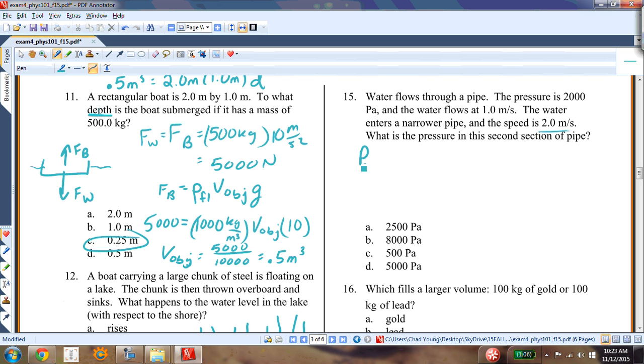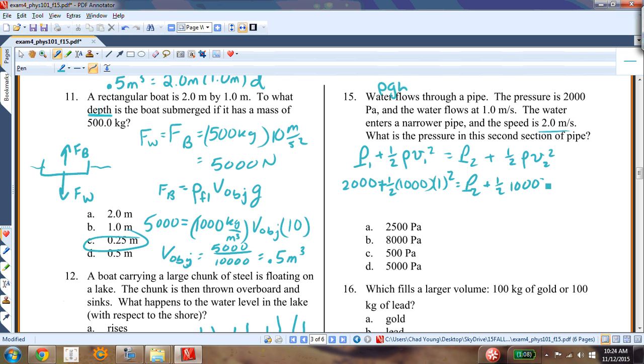Okay, so this is Bernoulli's principle. P1 plus 1/2 rho V1 squared equals P2 plus 1/2 rho V2 squared. Remember, we also had this rho gh term, but I'm leaving that off because the height of the fluid is not changing. But if the height of the fluid was changing, I would have to include that term. Okay, so I'm looking for P2. 2,000 plus 1/2 times 1,000 times 1 squared equals P2 plus 1/2 times 1,000 times 2 squared. And I solve this for P2.